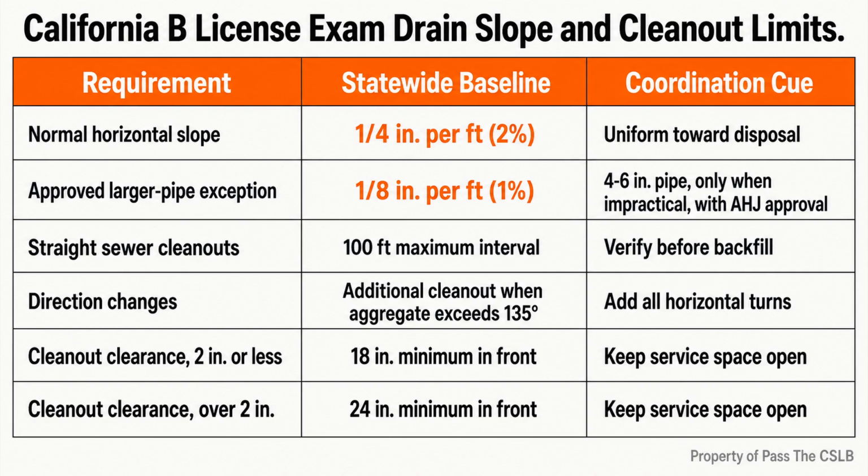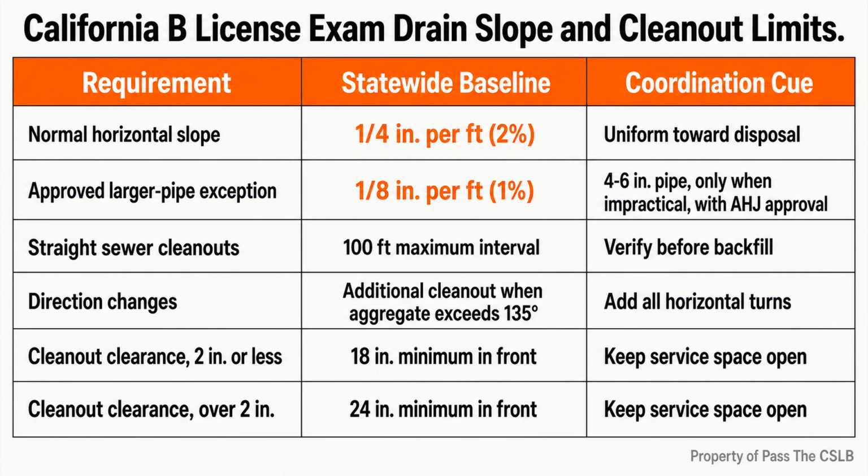Suppose a route uses a 45-degree turn, then a 90-degree turn, then another 45-degree turn to move around an obstruction. The total change is 180 degrees. That exceeds 135 degrees, so I coordinate an additional accessible cleanout before backfill. I do not look at each fitting in isolation and say that none of them individually exceeds the limit.